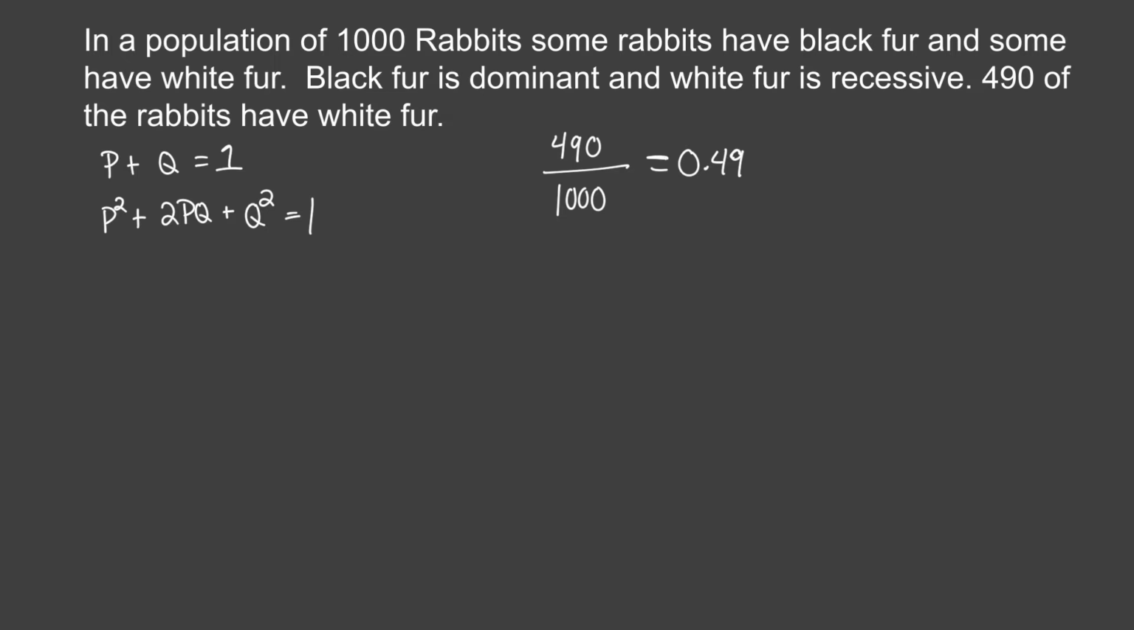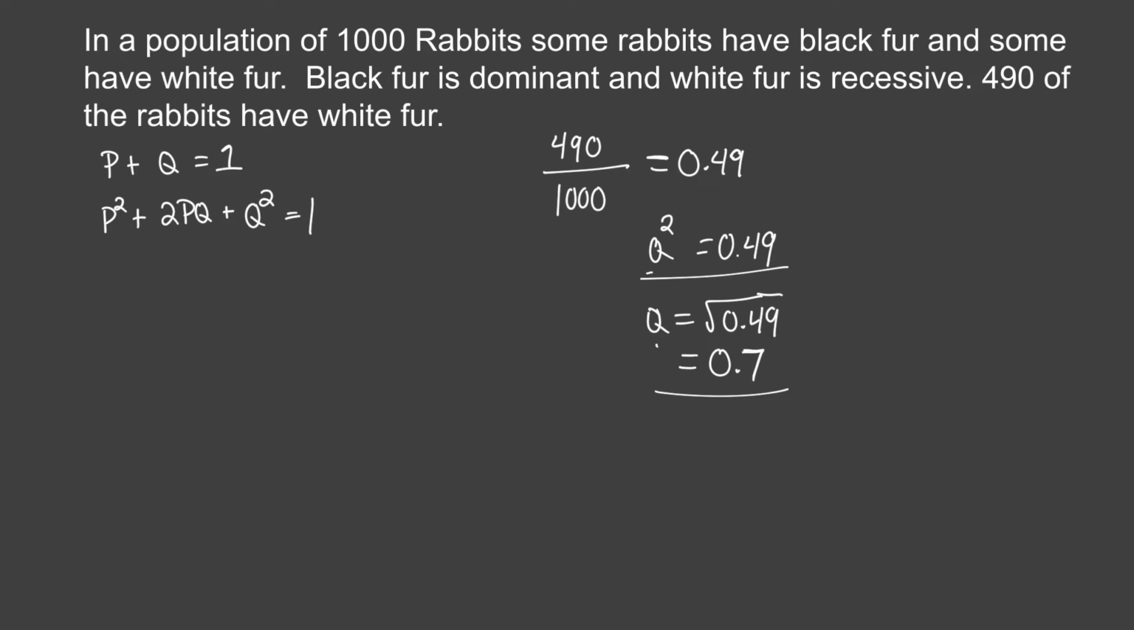0.49. So our Q squared value equals 0.49. So we now know Q squared. To solve for Q, we take the square root. So Q equals the square root of 0.49. And if you plug that into a calculator, you'll find that Q equals 0.7. So now we've solved for Q squared, 0.49, and Q, 0.7.